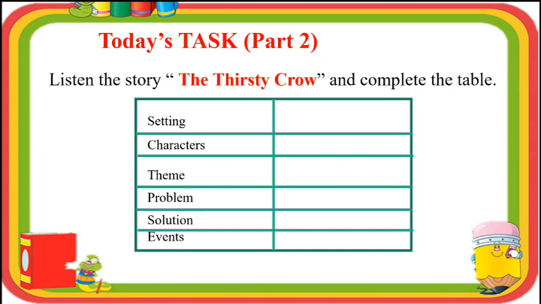Setting. You have to write when and where the story takes place. Characters. Who are the characters involved in the story? Theme. The lesson you learn from the story. Problem. What's the problem in the story? Solution. And how the characters solve the problem. Events. You have to write what happened in the story at the beginning, middle, and the end of the story.